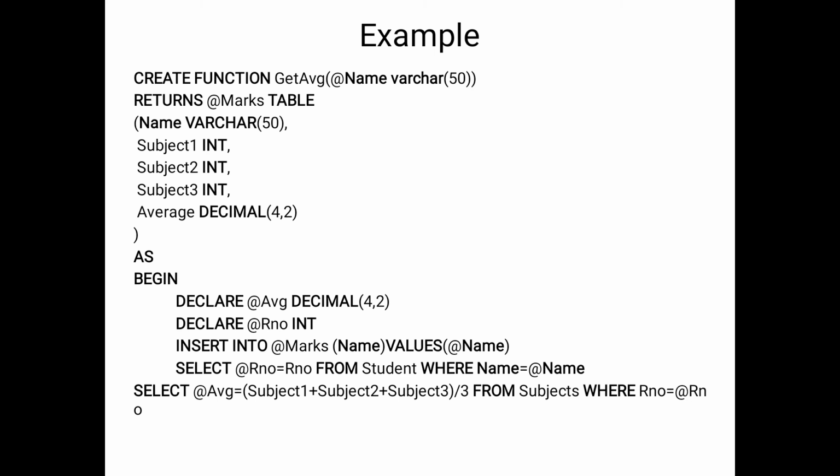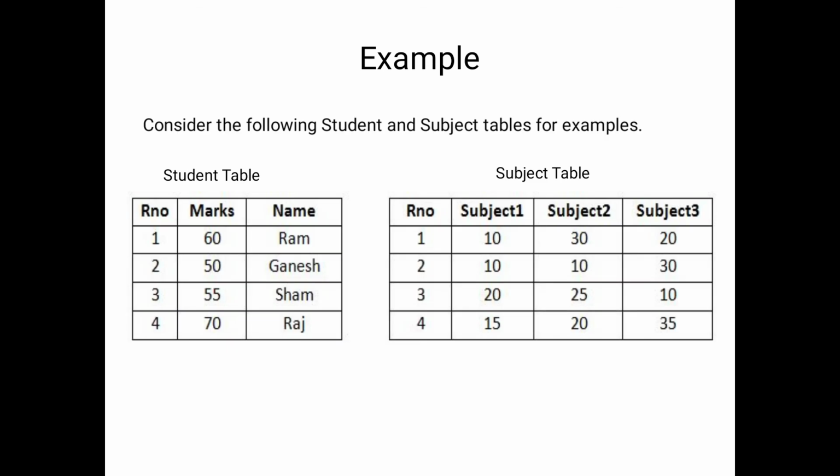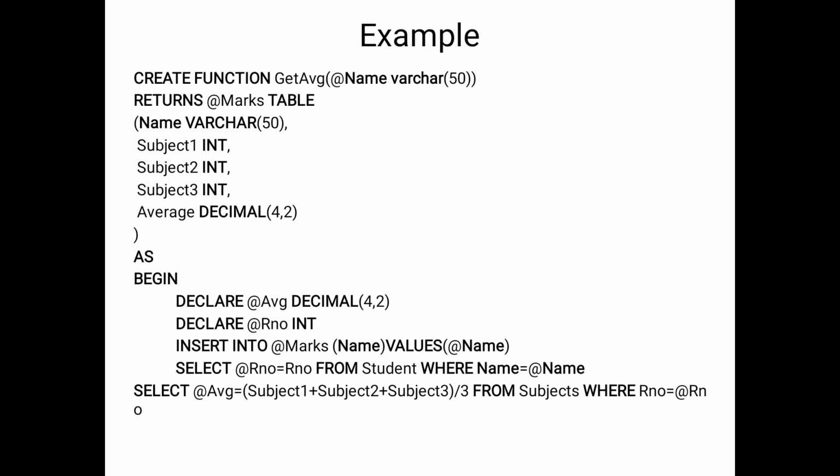So how to retrieve these fields of information? How to retrieve the name, subject 1, subject 2, subject 3, average? With the help of these 2 tables. In the student table we have roll number, marks and name available. In the subject table we have roll number, subject 1, subject 2, subject 3, marks available. With the help of those 2 tables, now we will return the new table with the fields name, subject 1, subject 2, subject 3, average.